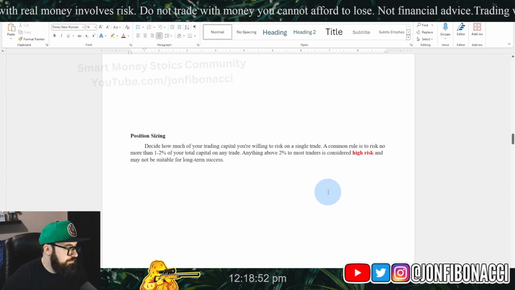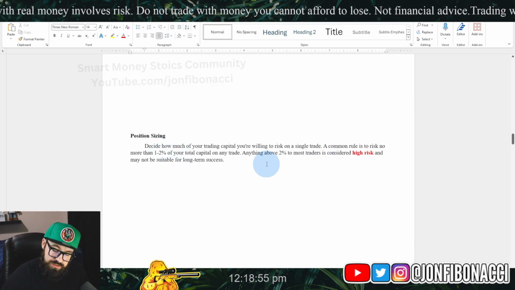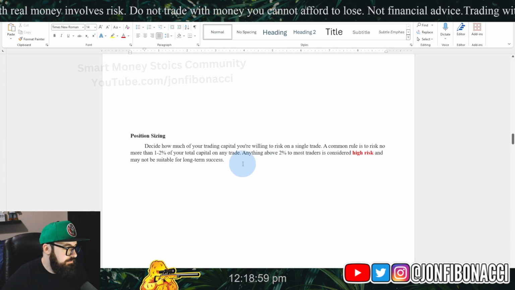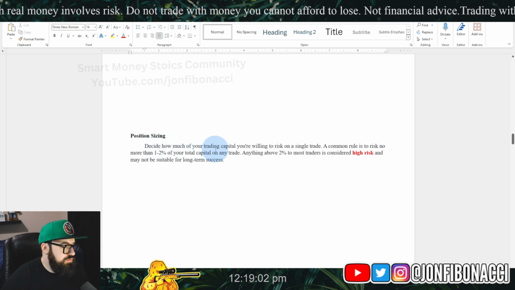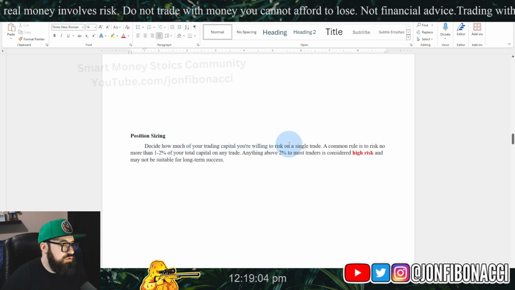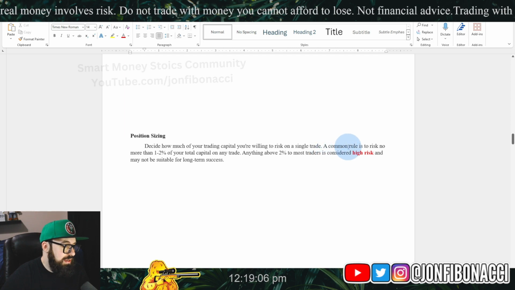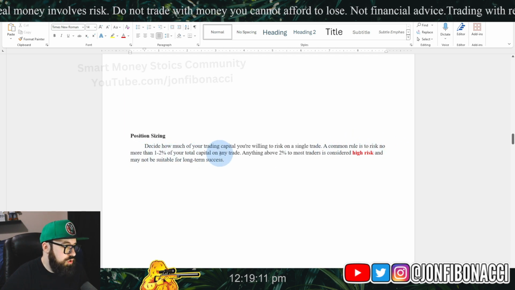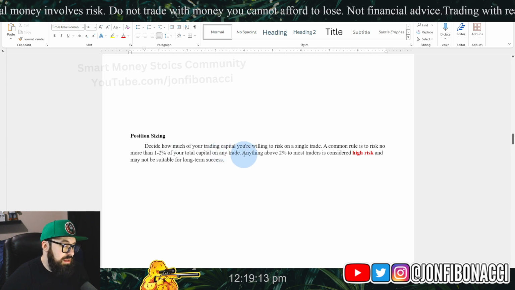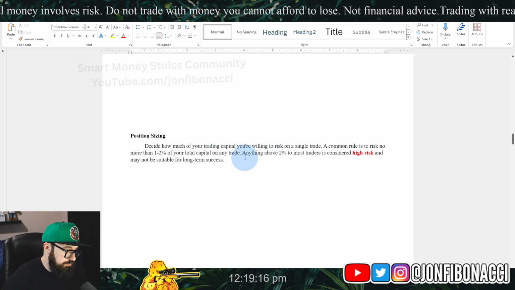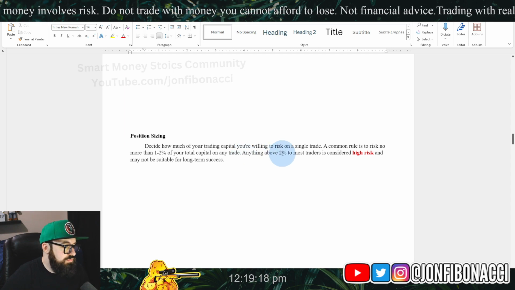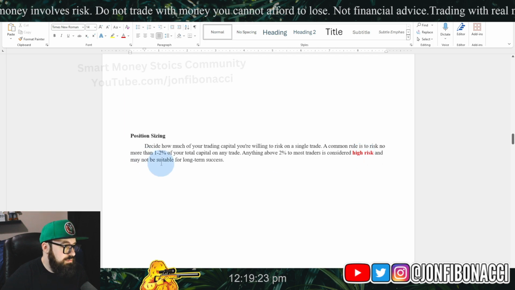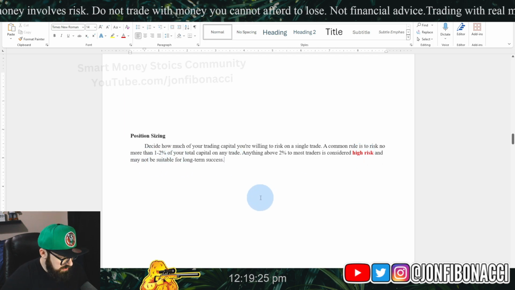Position sizing. Decide, and again, all of this is very, very important, and you should be taking notes, okay? Decide how much of your trading capital you are willing to risk on a single trade. A common rule is to risk no more than 1 to 2% of your total capital on any trade. And I want to make sure I put this in here. Anything above 2% to most traders is considered high risk and may not be suitable for long-term success.